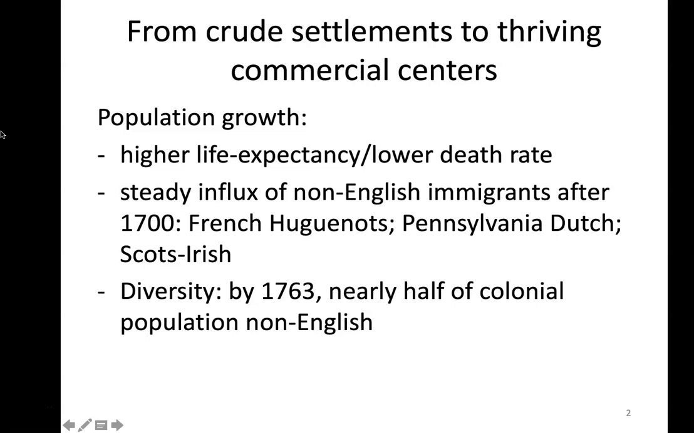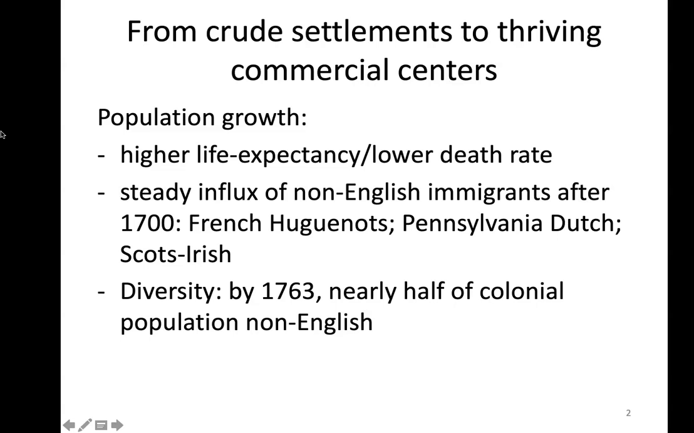And then you put that together, that is to say, better life conditions and a youthful population, and you put that together with immigration. You see a steady influx, in other words, of immigrants during the 18th century. And notice on the slide, interestingly enough, many of these immigrants are non-English.